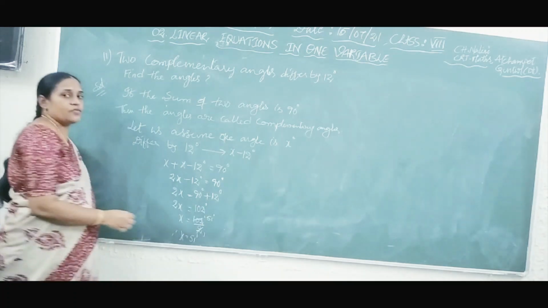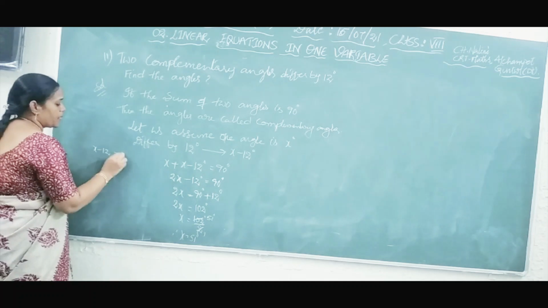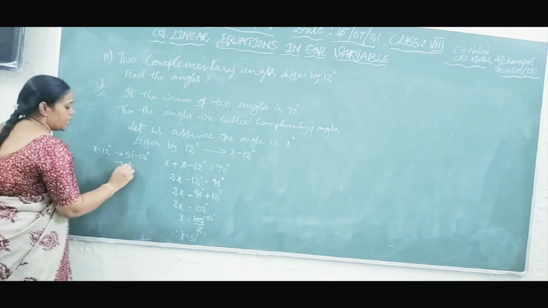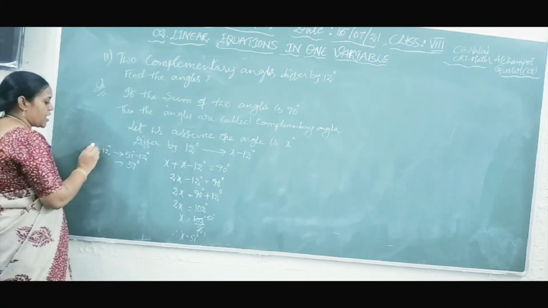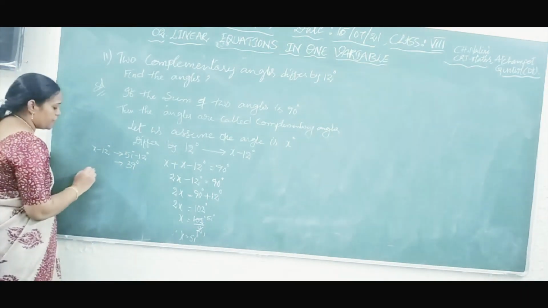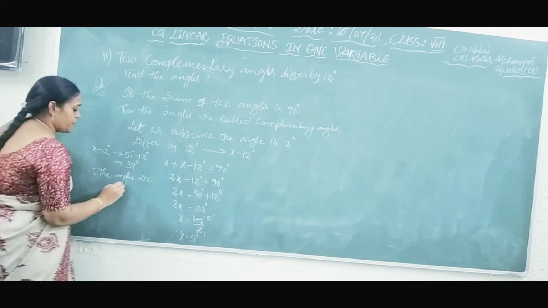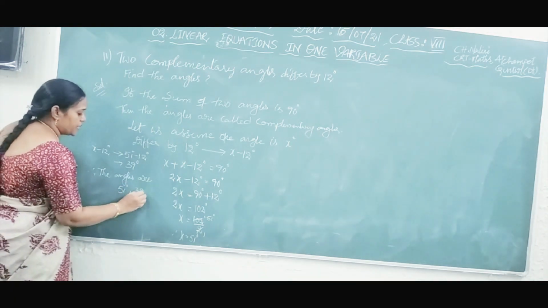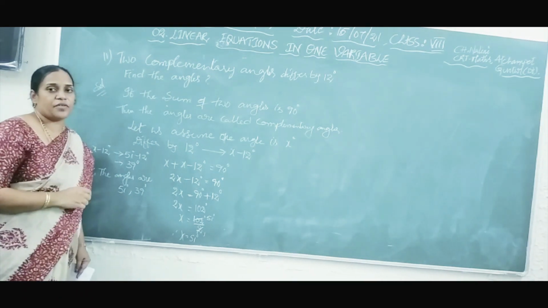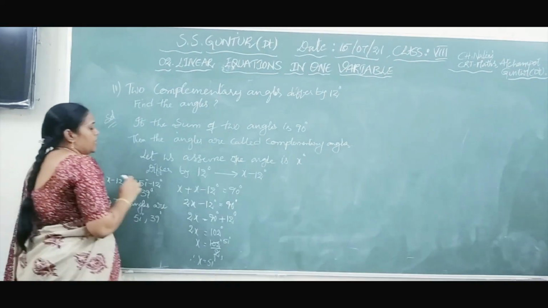This is one angle. Now you have to find the other value, that is x minus 12, which means 51 degrees minus 12 degrees, that is 39 degrees. Therefore the angles are 51 degrees and 39 degrees. Students, see once again: the two complementary angles differ by 12 degrees. If the sum of two angles is 90, then the angles are called complementary angles.